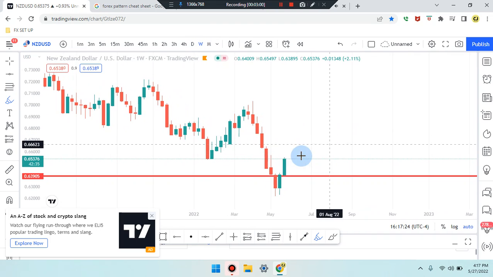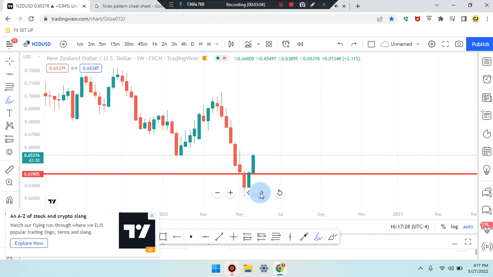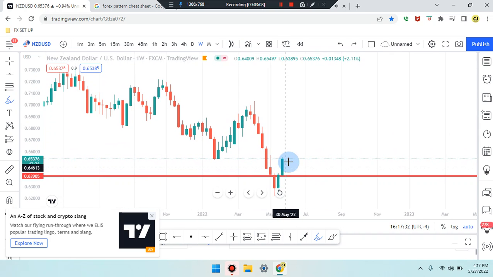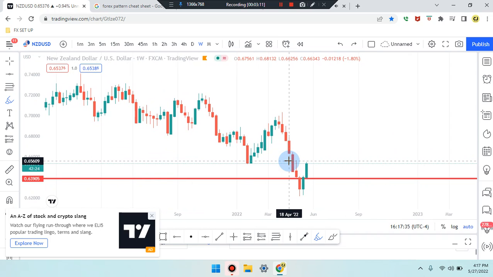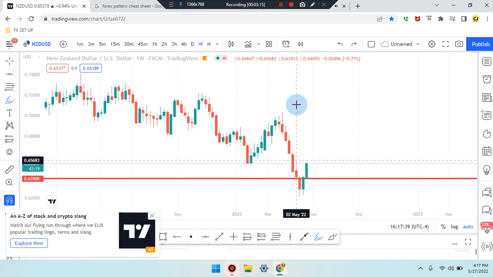Headed down to the weekly time frame. Price action on the weekly time frame is a bullish candle. It's identifying price is working its way up. Also, we're going to look at this area here. I mean, we can see price action coming from a double top and a retest. So let's draw it out.